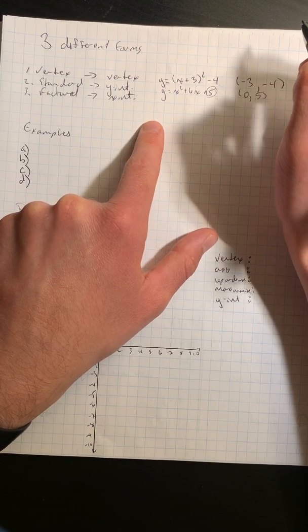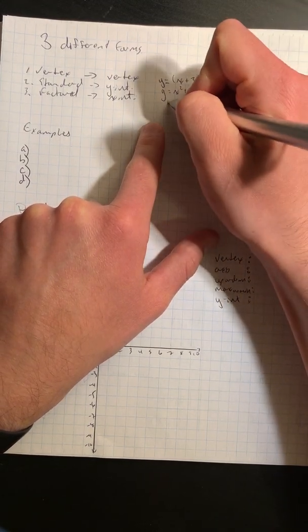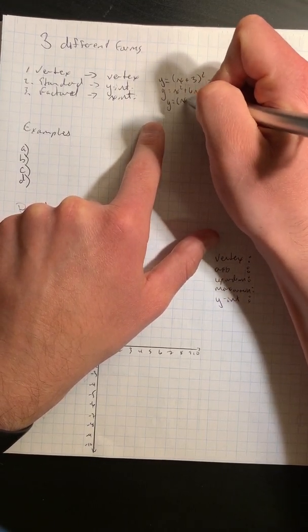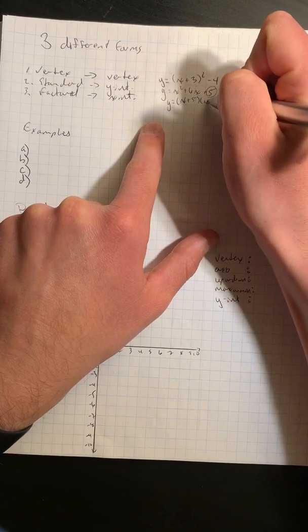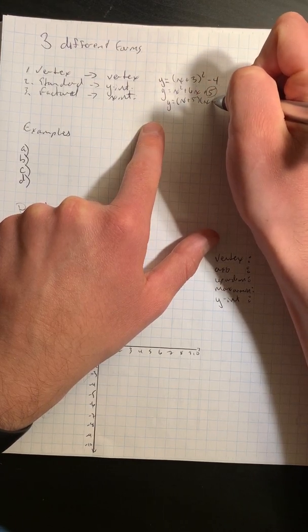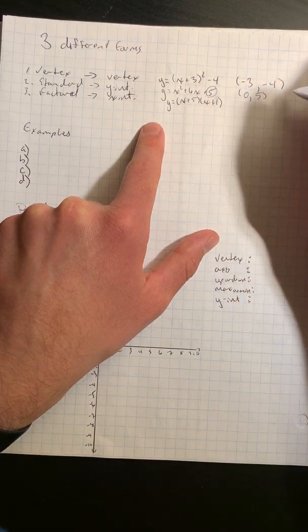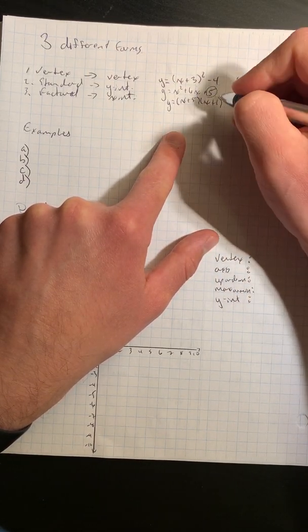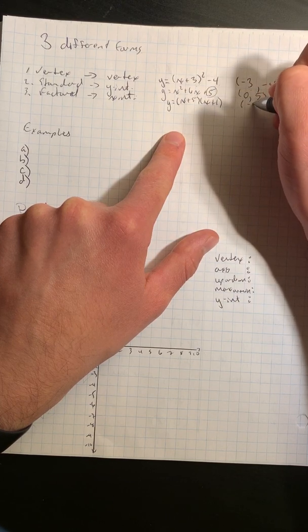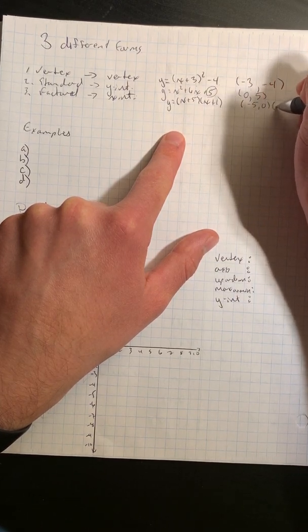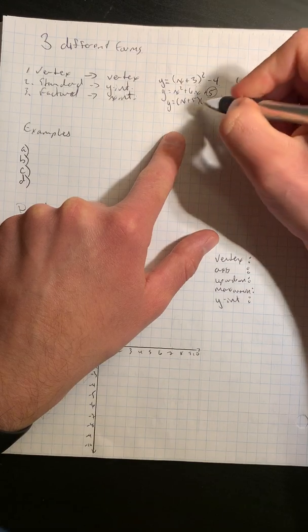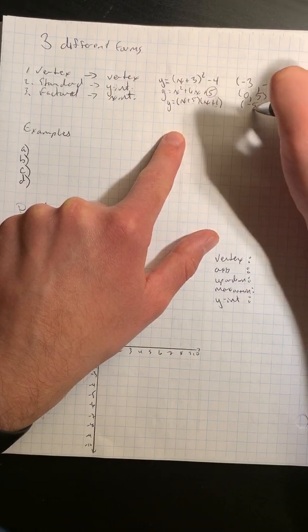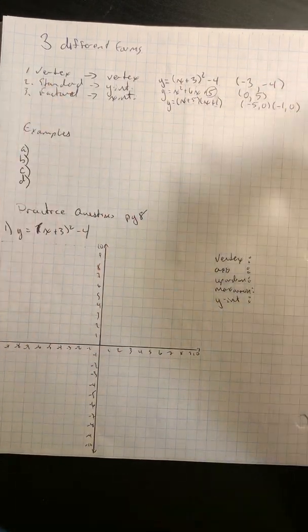Okay? And the last form is factored form. And the example that we have is y = (x + 5)(x + 1). And what we find here is, what are our x-intercepts and our zeros? Well, we get them out of these two brackets, and we get (−5, 0) and (−1, 0). See how it's positive 5 and positive 1?